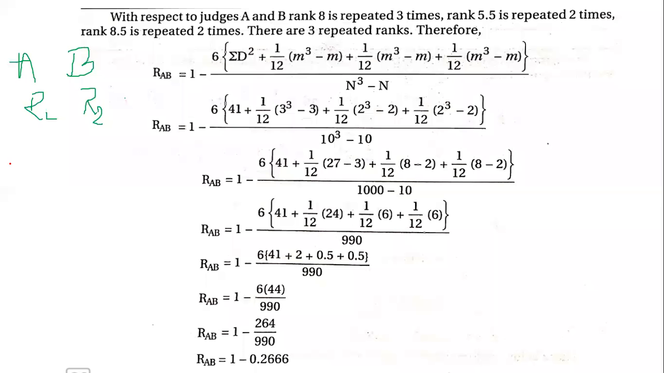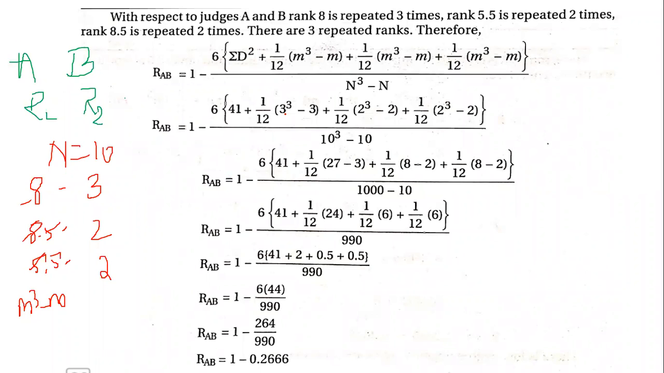So we have rank 8 repeating 3 times, rank 8.5 repeating 2 times, and rank 5.5 repeating 2 times. Which means we will have m cube minus m three different times. So you put all that m cube minus m here: this is for 8, that is 3 times, and this is for 8.5, that is 2 cube, that is 2 times, and then for 5.5 again 2 times, that is 2 cube. The total n value is 10, so 10 cube minus 10. So that will be our total value.